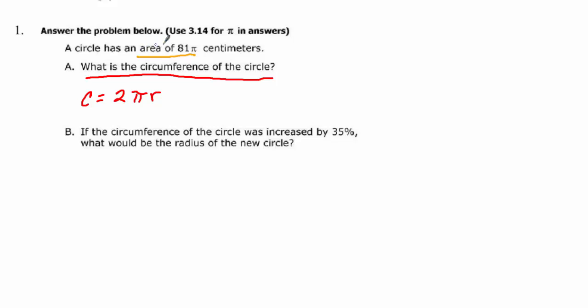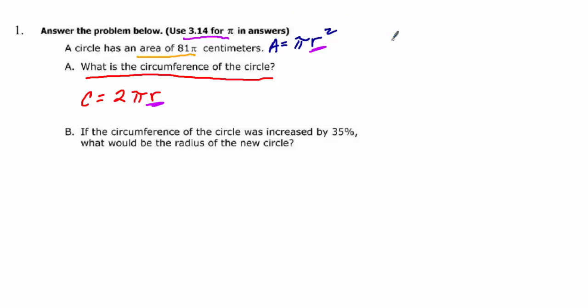Which means if this circle has an area of 81 pi, and the area formula is area equals pi times r squared, the key is right here. The key is the radius, because that's the unknown. We know what pi is. It's 3.14. They tell us right here. You know in the circumference formula what a 2 is. The unknown thing is the radius, and that's what we have to solve for.